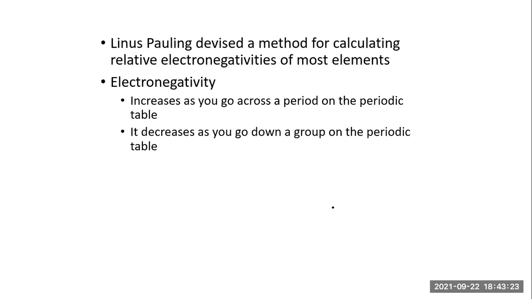As we talked about earlier, it increases as you go up to the right on the periodic table, and decreases as you go down and left on the periodic table. But Pauling came up with values of 0 to 4. 4 is the most electronegative atom. 0, not so much.